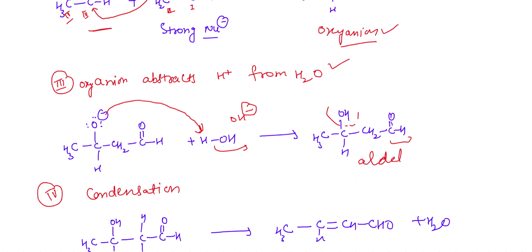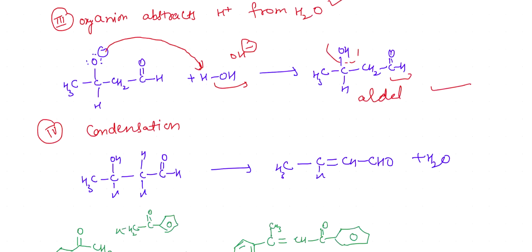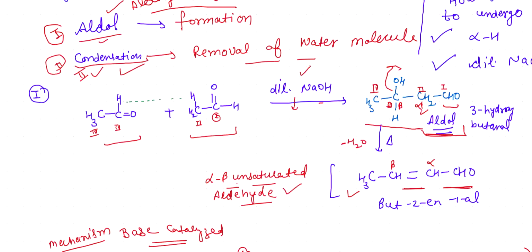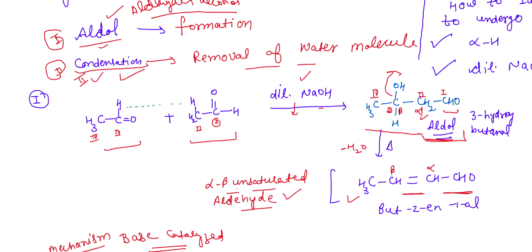So first is formation of aldol. The last step is condensation. Always the alpha hydrogen will be abstracted for the condensation. There will be removal of the alpha hydrogen and the beta hydroxy group. Then this is your final product for aldol condensation. So the mechanism explains how the aldol is formed and how the final product is formed. Clear?